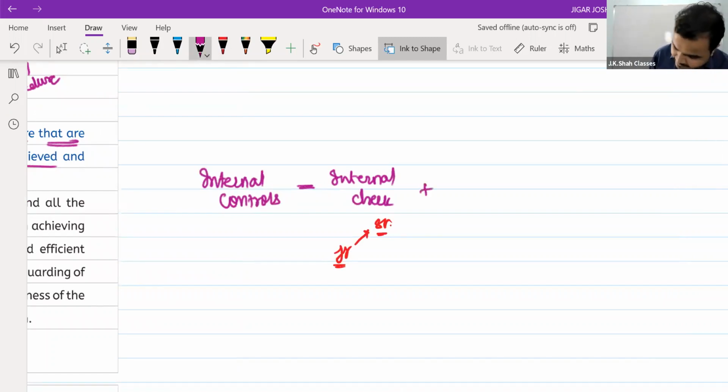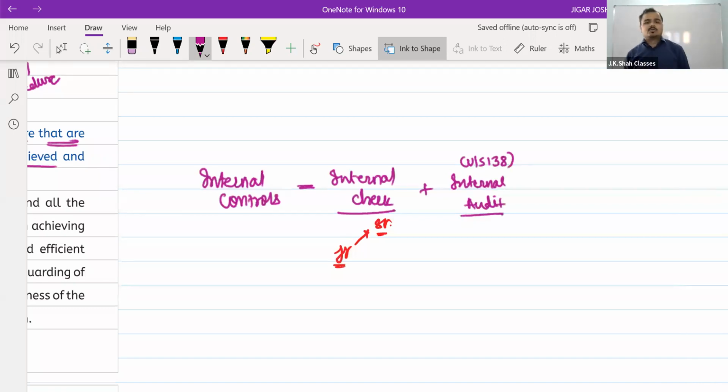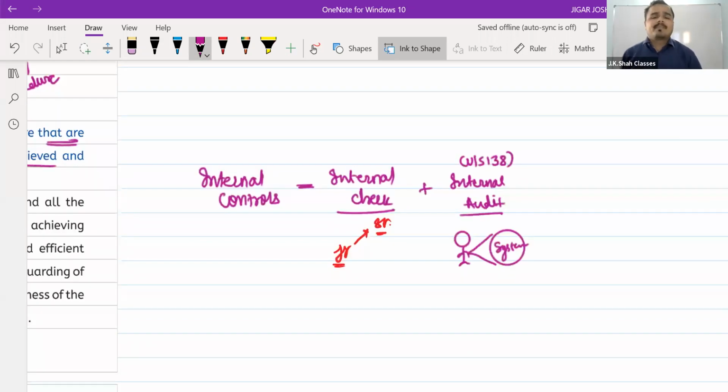Further, the second thing we have is called internal audit. Internal audit is the audit conducted under Section 138 of the Companies Act 2013. Understood? So what will happen in case of internal audit? A person will be appointed, and he will do the audit of the entire system. He will verify the entire system. He will see that each and everything is perfect or not. And both internal check and internal audit report to the board of directors.